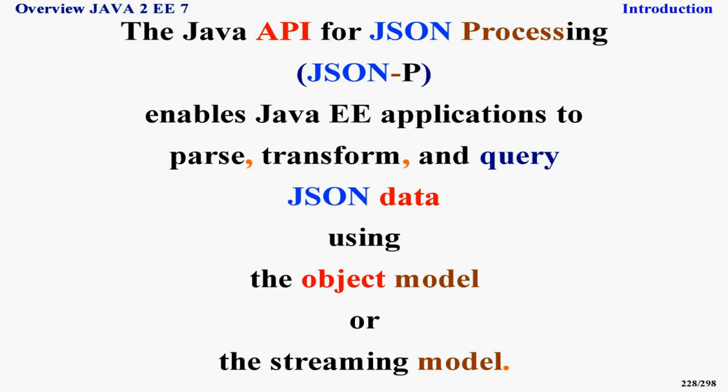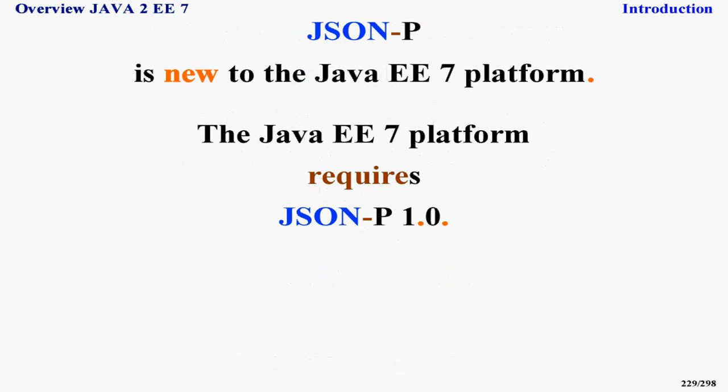The Java API for JSON Processing (JSON-P) enables Java EE applications to parse, transform, and query JSON data using the object model or the streaming model. JSON-P is new to the Java EE 7 platform. The Java EE 7 platform requires JSON-P 1.0.